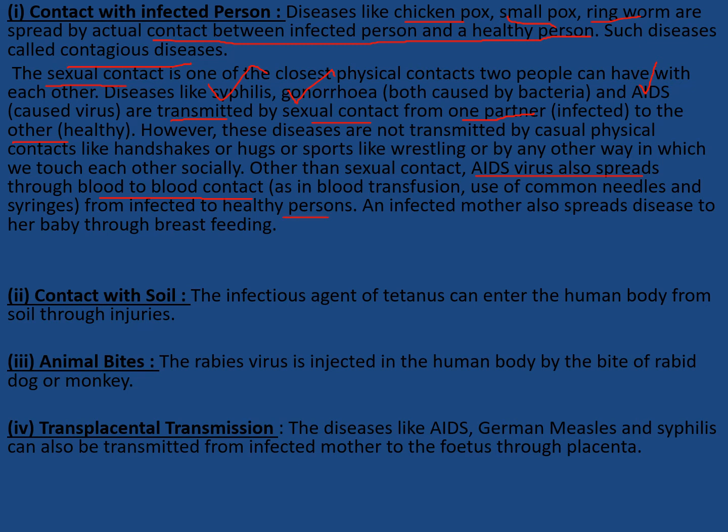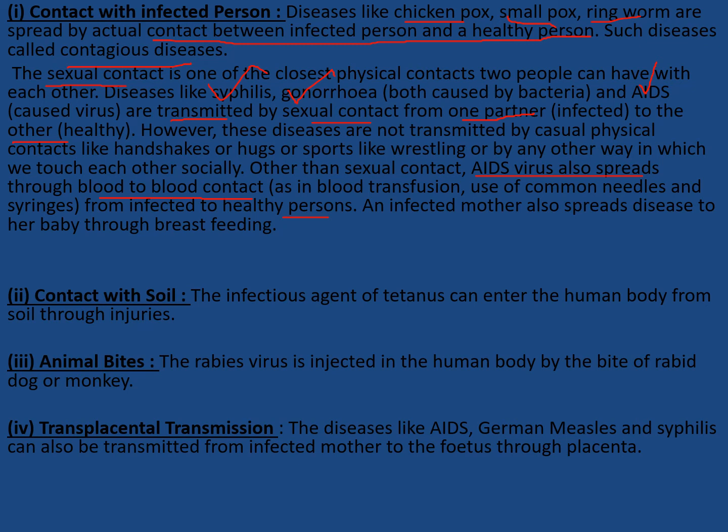An infected mother can also spread disease to her baby through breastfeeding. This disease can transfer from the infected mother to her healthy baby through what? Breastfeeding, okay. These are some of the most important contacts with infected persons, along with sexual contact.